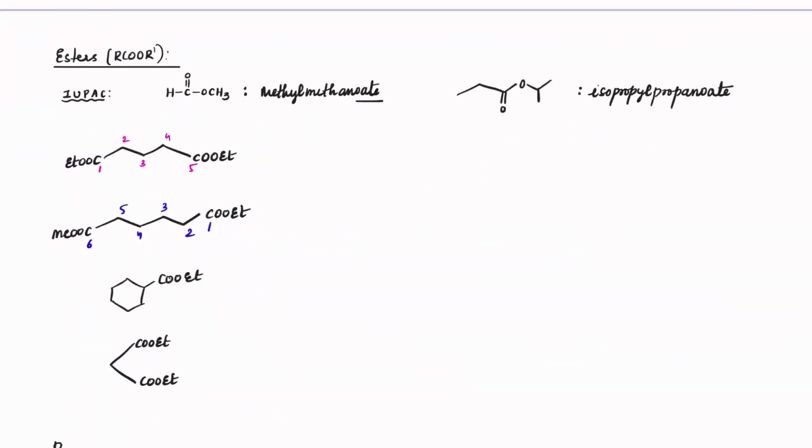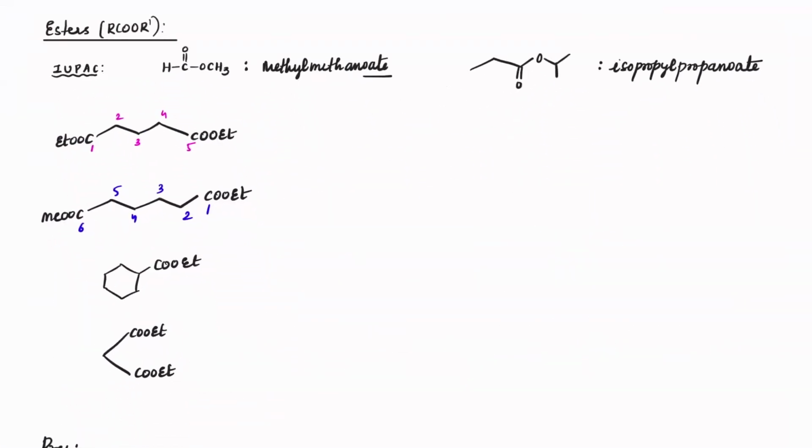Let me take you through some derivatives of carboxylic acids, starting with esters. Ester is the only important derivative, so let us spend some time on esters. Methyl methanoate is an example of the name we use for esters. Whatever R is present on the oxygen side, without any numbering, we have to write it first.